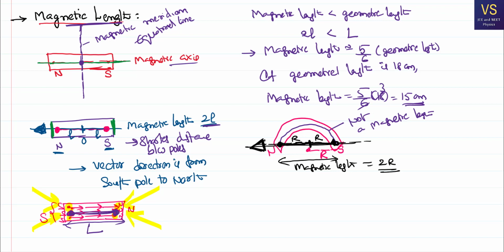Be careful, magnetic length is independent of shape. Whatever may be the shape of the magnet, we always look for the shortest distance between the north and south pole. It depends on the position of the poles. Be careful about it, right? This is the basic understanding of magnetic length.